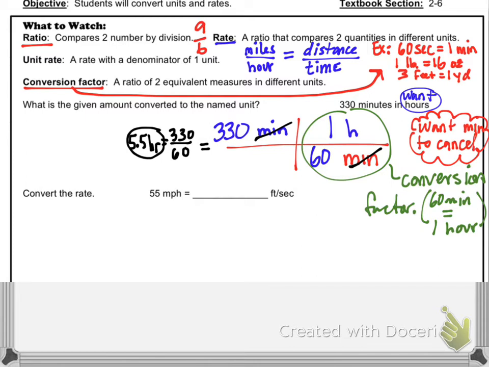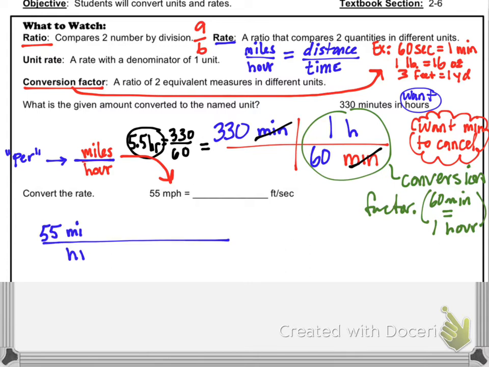Good enough? All right, let's convert a rate. So we have 55 miles per hour. MPH means miles over hours. That little line there, the vinculum, refers to the per. If you can say per, then that's usually the fraction bar in your dimensional analysis. So we have 55 miles per hour, and we want to get them to feet per second.